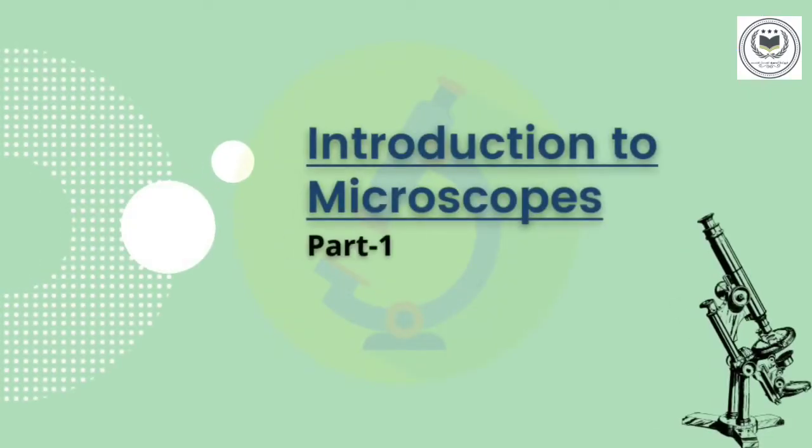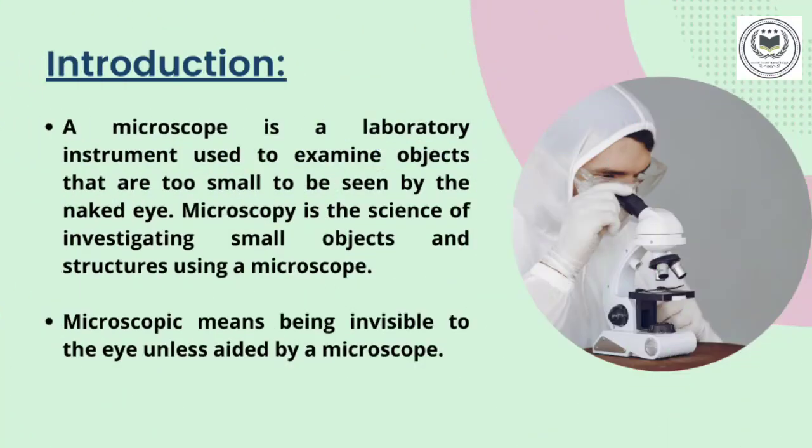Let's start with the Introduction to Microscopes Part 1. A microscope is a laboratory instrument used to examine objects that are too small to be seen by the naked eye. Microscopy is the science of investigating small objects and structures using a microscope. Microscopic means being invisible to the eye unless aided by a microscope.